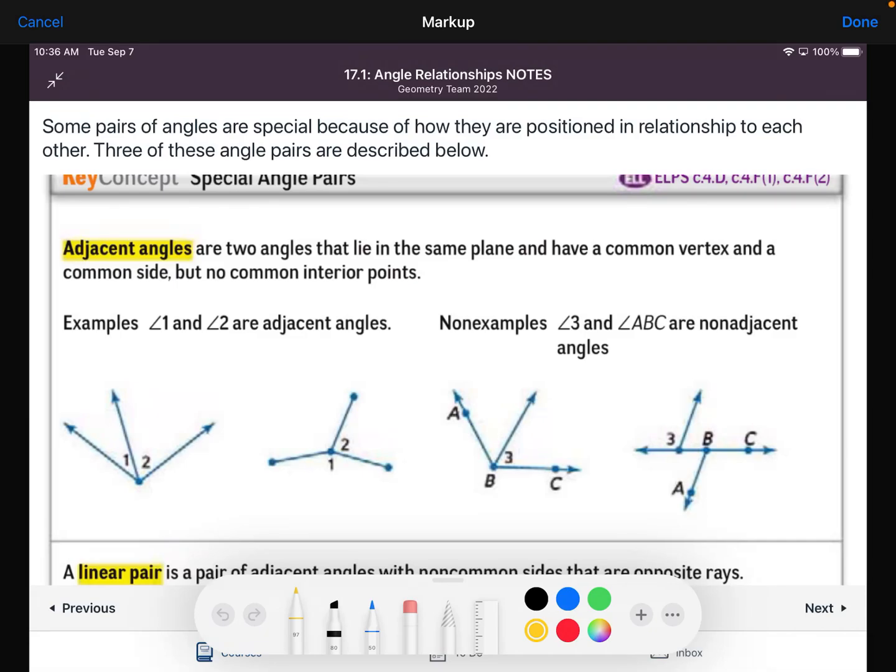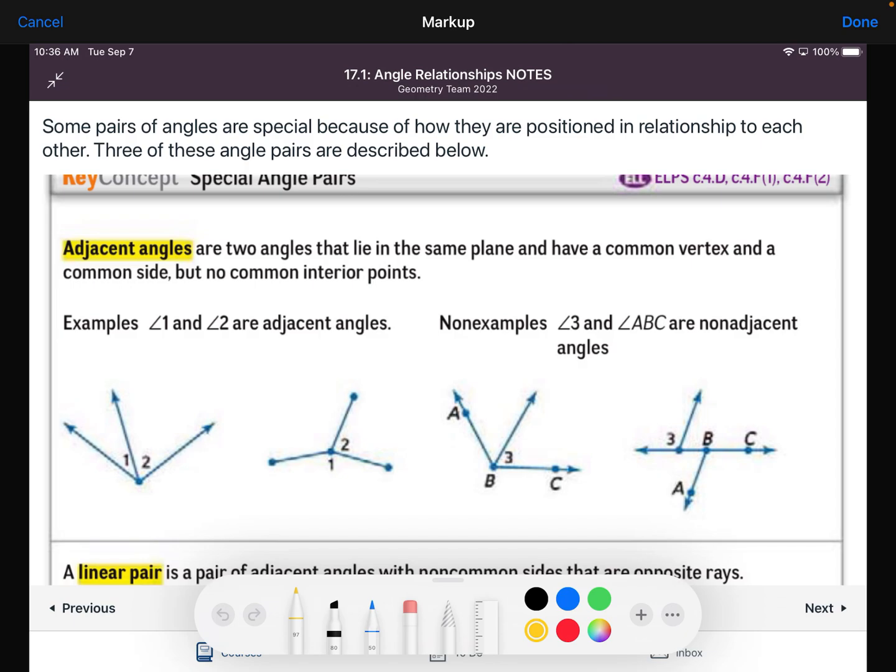This video will discuss different types of angle relationships. Some pairs of angles are special because of how they are positioned in relationship to each other. Three of these angle pairs are described below. So the first angle pair we'll discuss are adjacent angles.